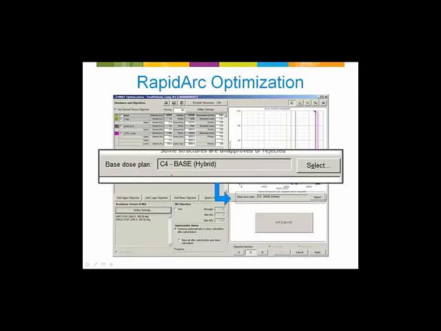Okay? And then the only other objective to use is the normal tissue optimization to just try to squeeze dose around the target as much as possible and get reasonable conformality. But we just have a standard set of parameters that we use for all patients. Let's walk through a couple of examples.